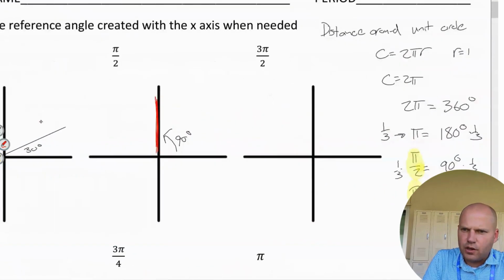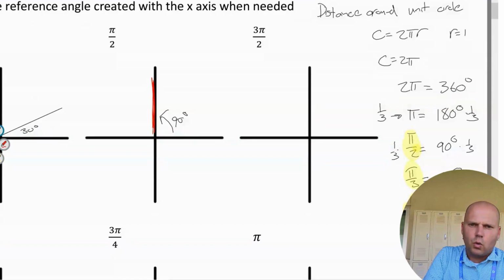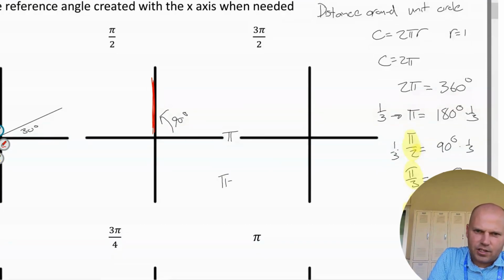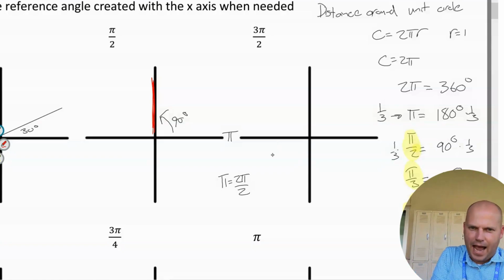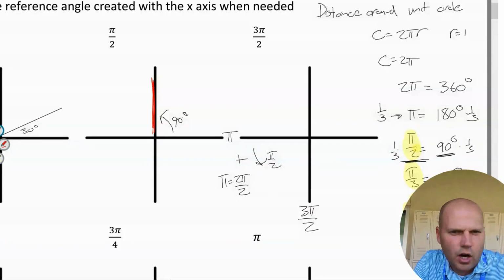3 pi over 2. Here's the first instinct of starting somewhere and traveling somewhere. Imagine you're at pi. Pi can be written as 2 pi over 2. It's just 2 divided by 2 is just 1, it's just looking different. You can add pi over 2 to 2 pi over 2, and there's 3 pi over 2. What is that adding? Adding 90 degrees to 180 degrees. We don't like to really worry about what the angle measurement is. Rather, we just like the location and the reference angle.